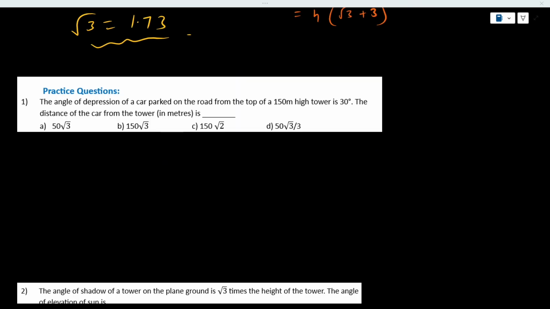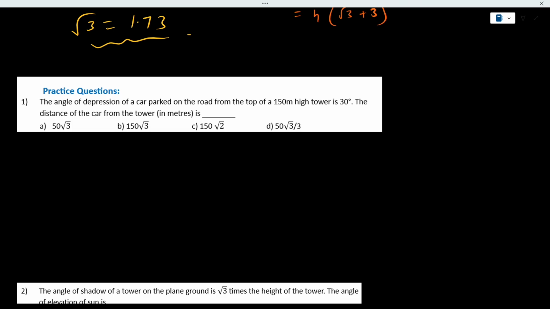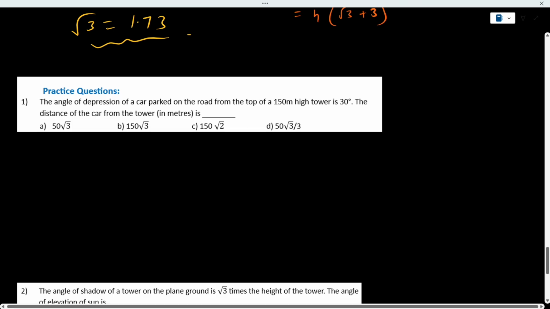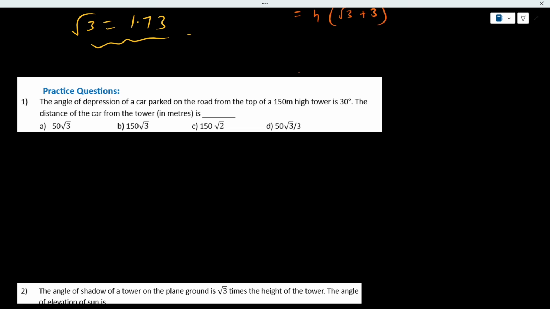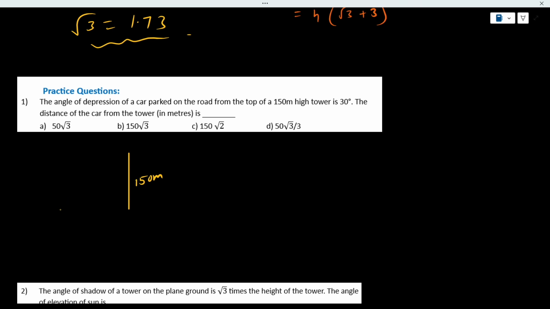So here, first, there are a few objective type questions. What is the first question? See, for every question, in the rough work also, for MCQ also, you need to draw the figure. Otherwise, it's difficult to solve the question. What is given here? The angle of depression of a car parked on the road from the top of a 150-meter high tower. So if there is a 150-meter high tower here, the road will be on the ground level.